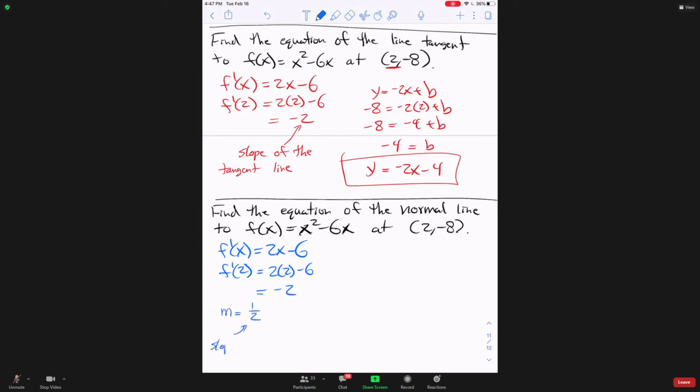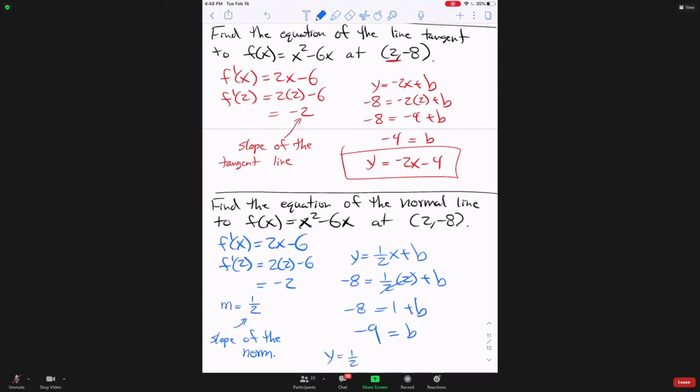That's the slope of the normal. So you go y equals 1/2 x plus b. In this case, you plug in 2 for x, -8 for y. Solve for b. b equals -9. So the final answer will be y equals 1/2 x minus 9, and that's how you get the equation of the normal.